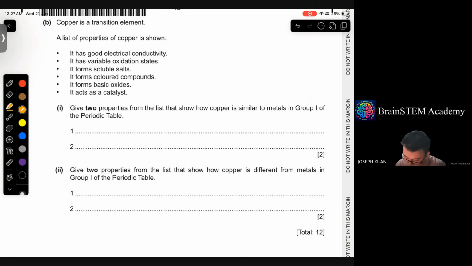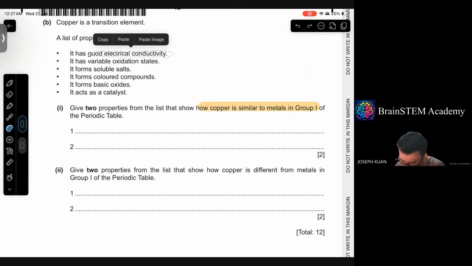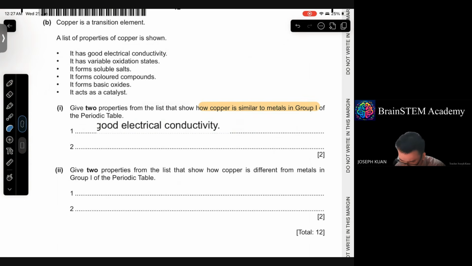Okay, so all metals, doesn't matter if it's group 1 or transition elements, have good electrical conductivity, as well as the ability to form basic oxides. Although not always, but for copper and group 1, they form basic oxides. Some metals form amphoteric oxides like zinc oxide and aluminium oxide, and also just now the gallium 3 oxide. Now, so these 2 are general properties of metals. And for 2 properties on the list that show copper is different.